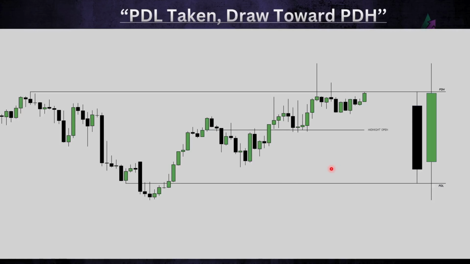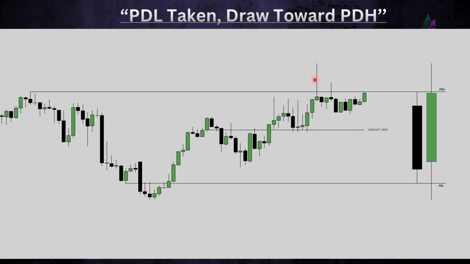Right guys, so this is previous day low taken, draw towards previous day high. So price moves lower, trades into previous day low, that level gets taken, but price doesn't stay below it. After that, price starts moving back up through the daily range and continues higher, it works back into the previous day high. So one side of the day range is cleared first and price then delivers across to the other side.